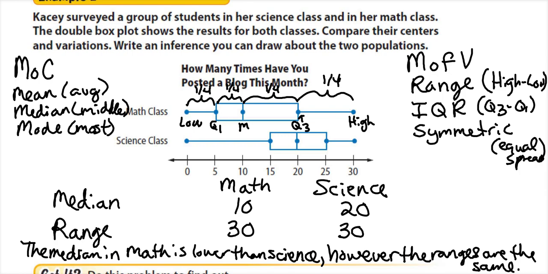Okay, tell me both parts. All right, don't give me sentence fragments now. Give me a subject and a verb and all that stuff. All right, so the median in math is lower than science. However, the ranges are the same. All right, that's all you have to tell me. So pick something from each category, and then talk about it. Okay, let's try the next one.